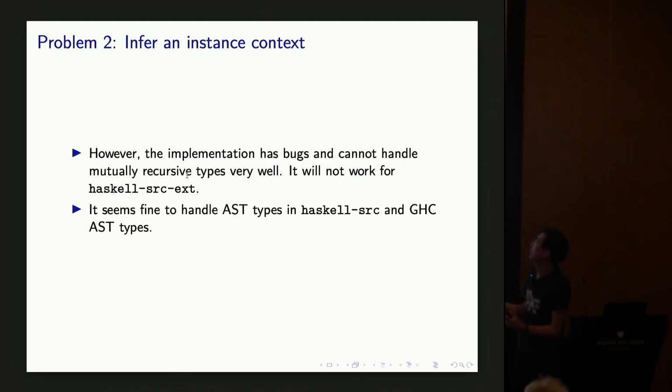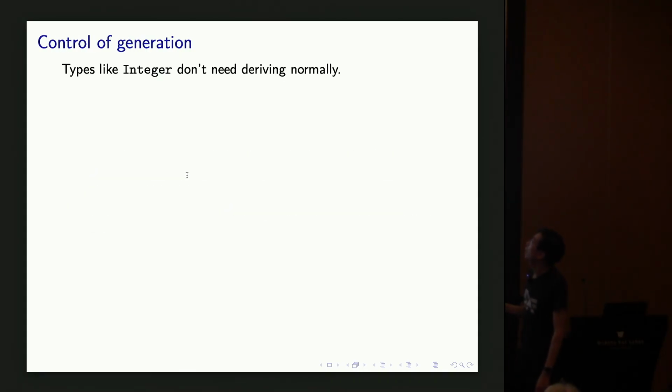And currently, it doesn't work with Haskell source extensions. But it seems to work fine with ST types in Haskell source and the GCST types. So next, we need to talk about the generation control.